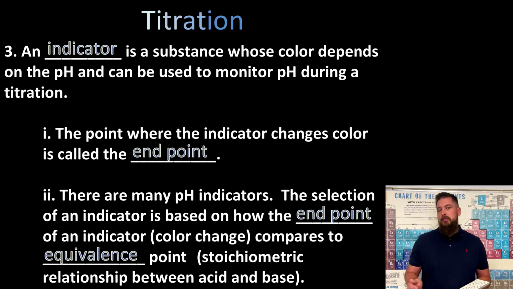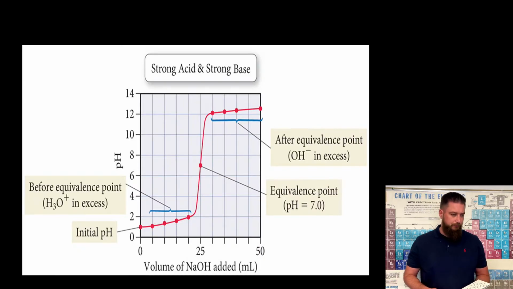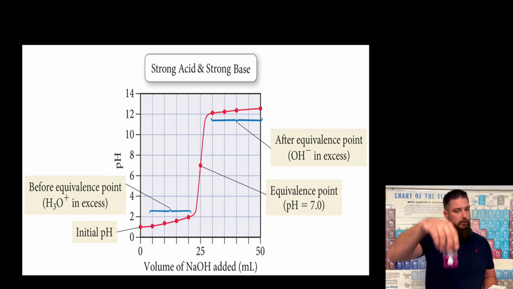So again, the endpoint is when the color changes. That's where you end the titration. The equivalence point is the actual point in which all of the acid or base has reacted. Now, if we were to monitor pH, this is the graph that we would get. Think about this solution right here.